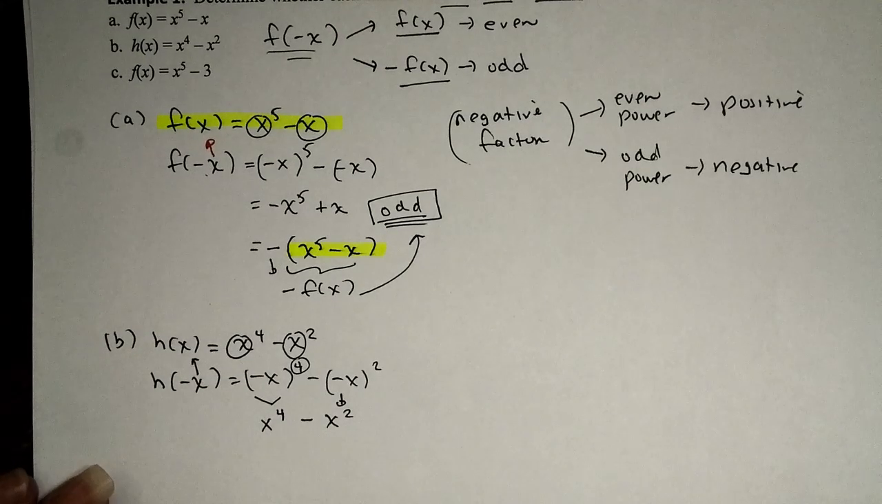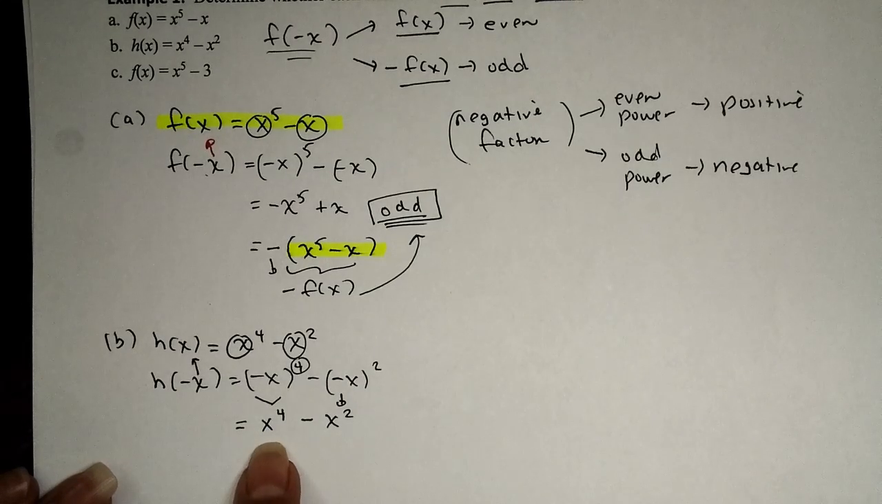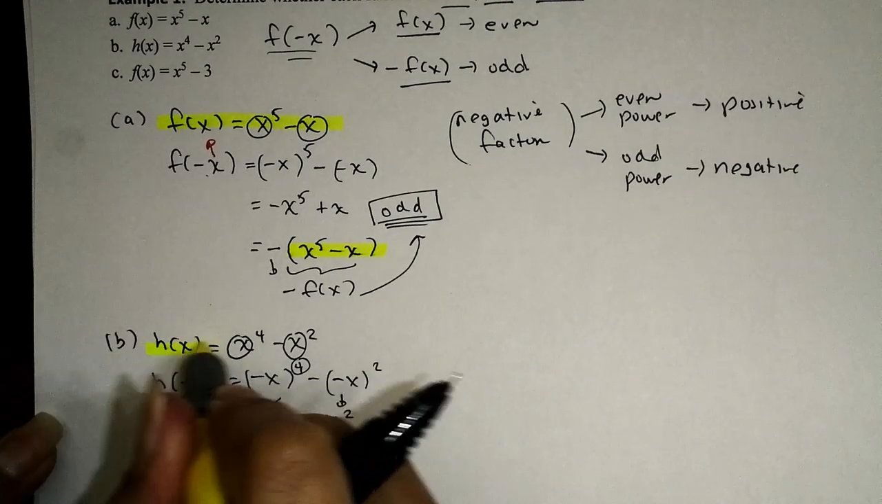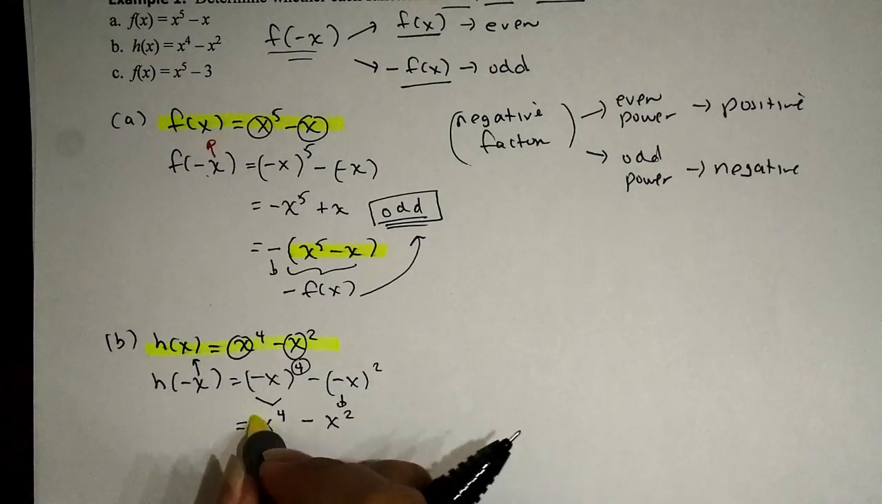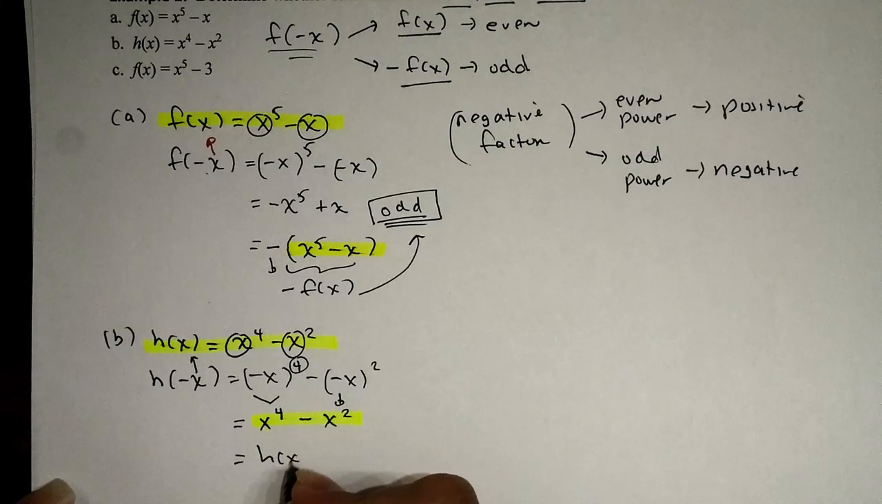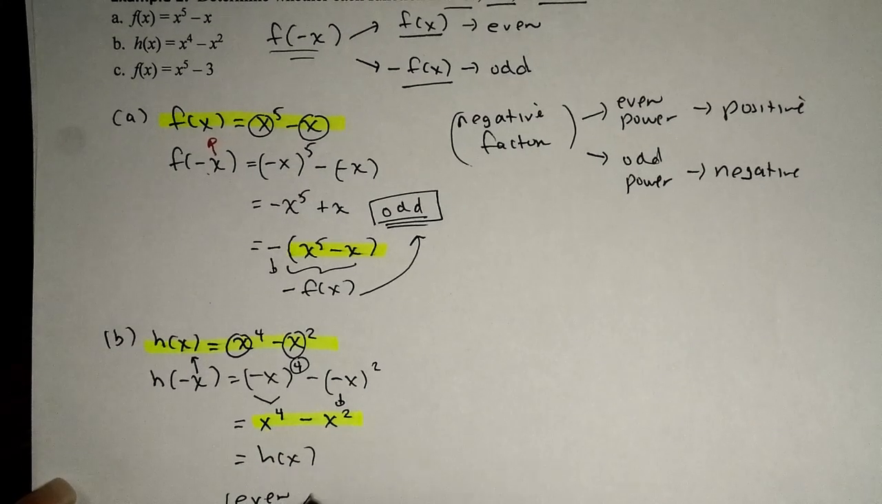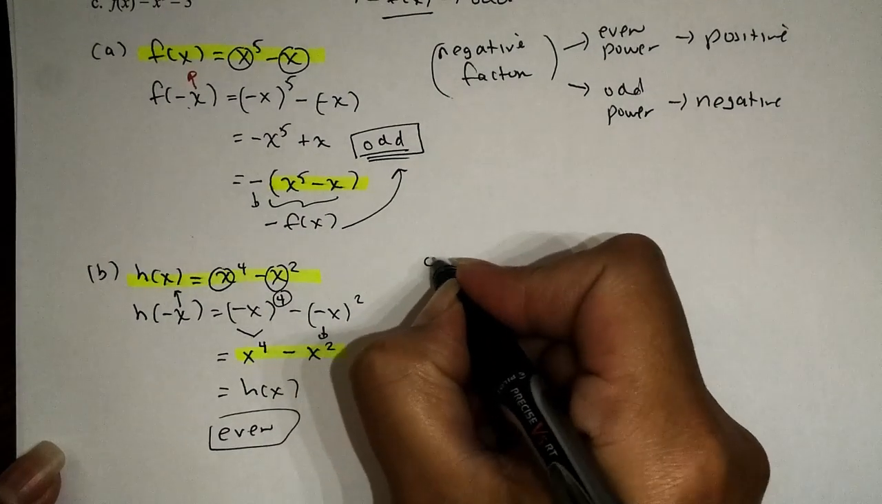So the question is, is this odd, even, or neither? I want to know, did we get back the original function? We sure did. The original function reads h of x is equal to x to the 4th minus x squared. And that's precisely what we got. So looks like this one is even. Oh, that was exhausting.